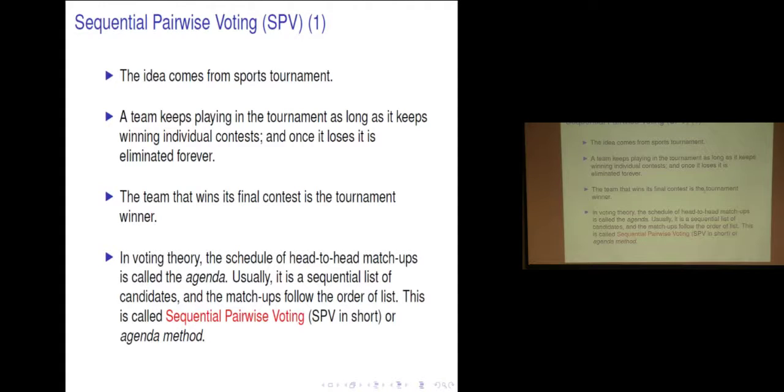Now we want to use this idea in voting, in the social choice function. In voting theory, first we make a schedule. The schedule of head-to-head matchups is called the agenda. As in sports, the order is important. Maybe some team will be very bad against some other team, but it can win against other teams.